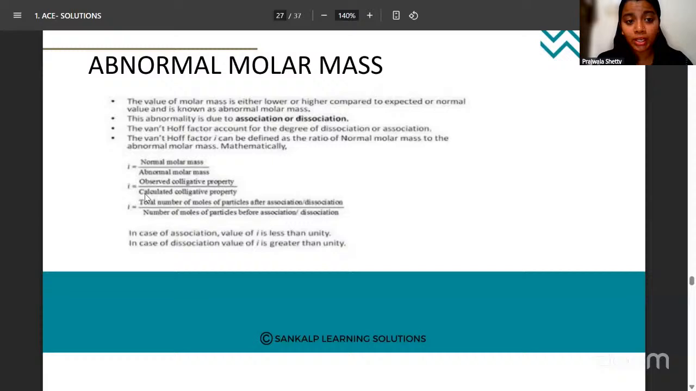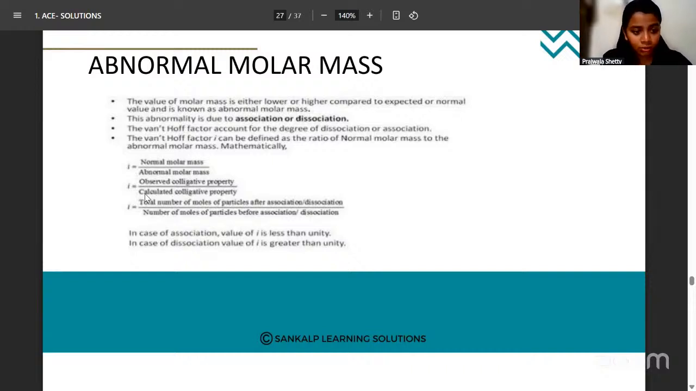Yeah, before moving into abnormal molar mass, one slide is missed here, which is all about osmosis. Okay, reversing the direction of osmosis is called reverse osmosis. Very simple. Again, this is asked, so I'm specifying this concept.